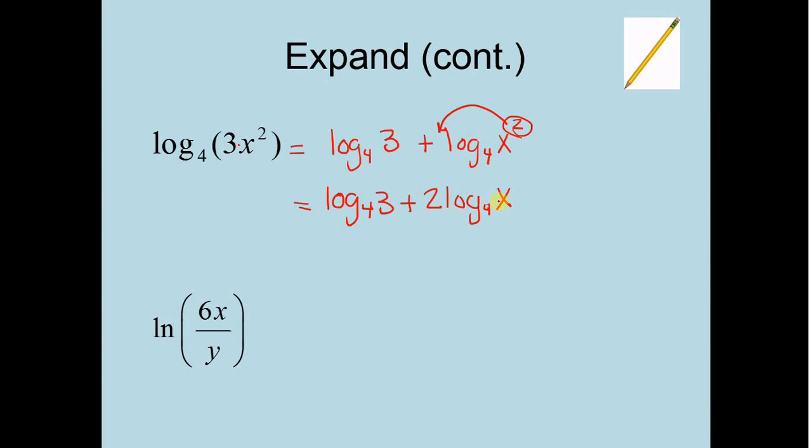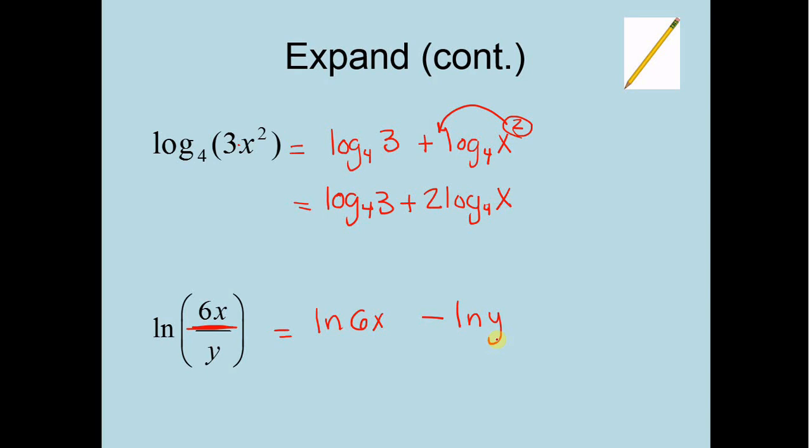What about this bottom one? Natural log of 6x divided by y. So natural logs work on this too. So let's do the top and the bottom. Let's first take care of this division first. So I have the natural log of 6x minus the natural log of y. Okay? Done with the division.